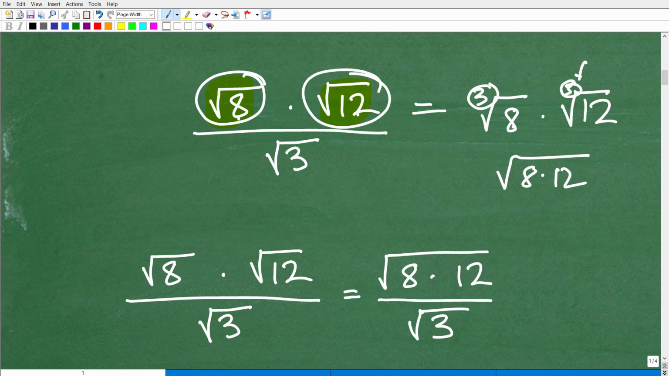These indexes right here have to be the same. If it's the cube root of 8, I can multiply that by the cube root of 12. If it's a square root of 8, I can multiply by the square root of 12. So again, this is a quick overview.